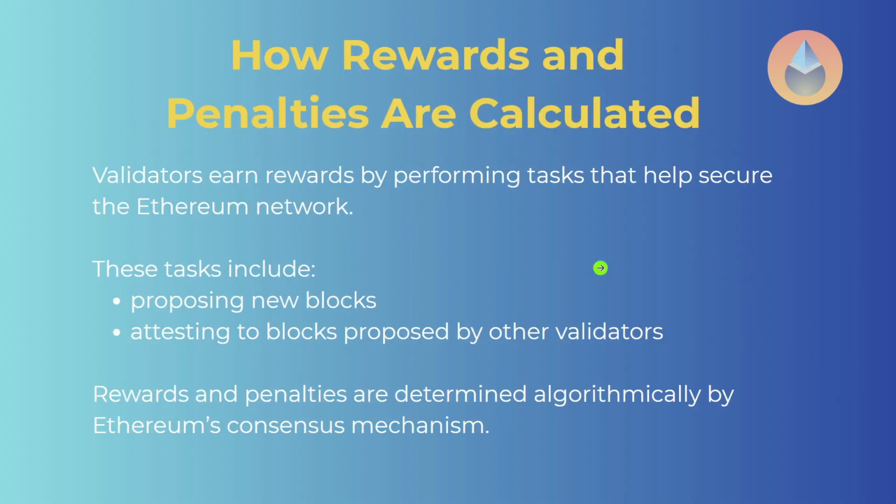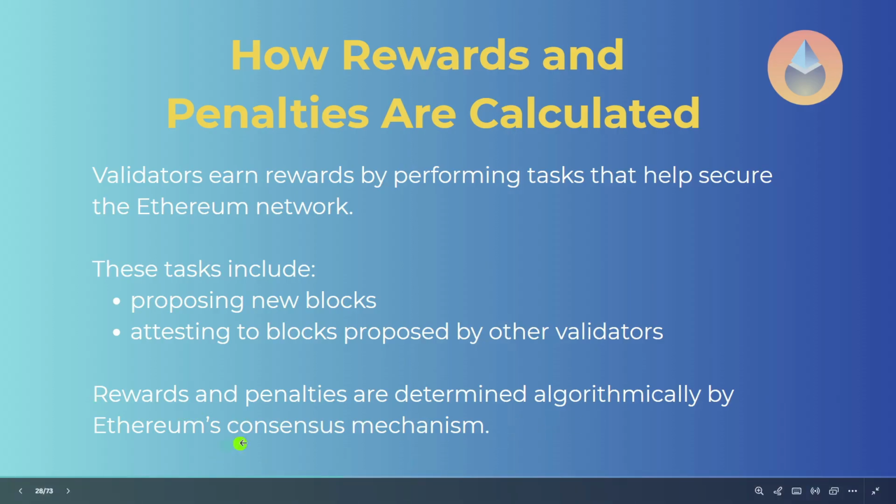So how are rewards and penalties calculated? Validators earn rewards by performing tasks that help secure the Ethereum network. As we said, these tasks include proposing new blocks and attesting to blocks proposed by other validators. So rewards and penalties are determined algorithmically by Ethereum's consensus mechanism.